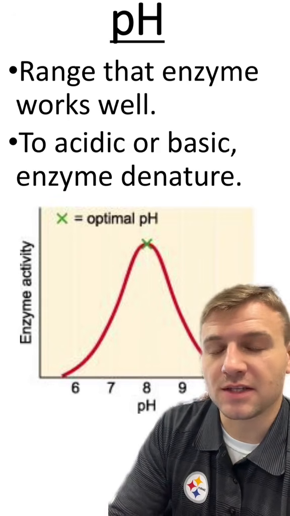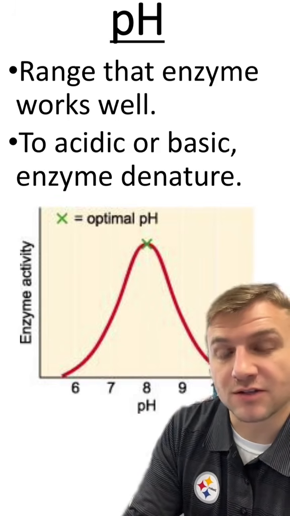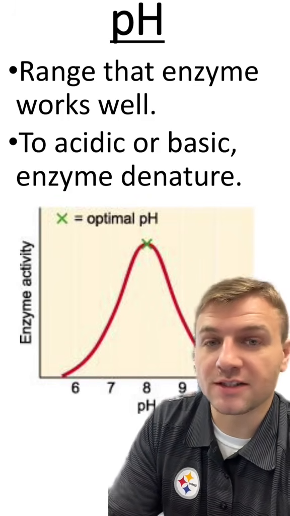The difference between pH and temperature is that the protein will denature on both sides of this graph, where in the temperature, it only denatured when it got too hot.